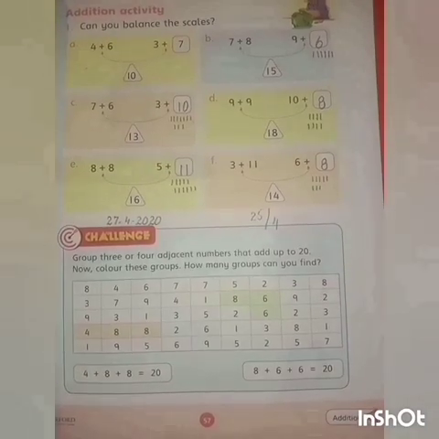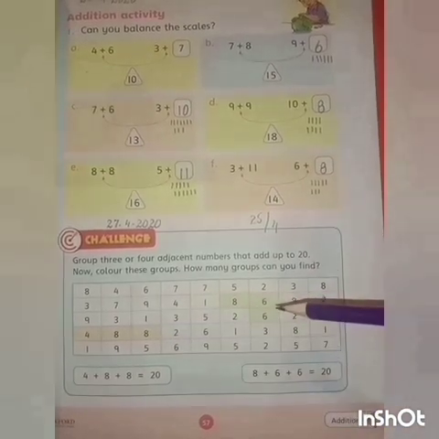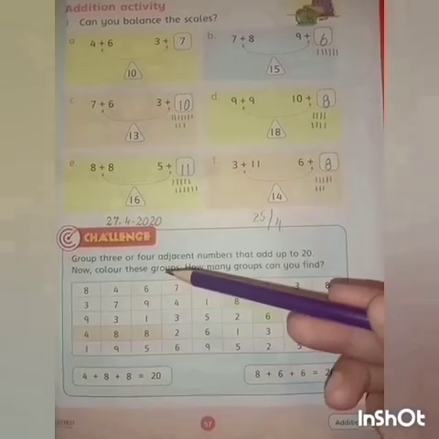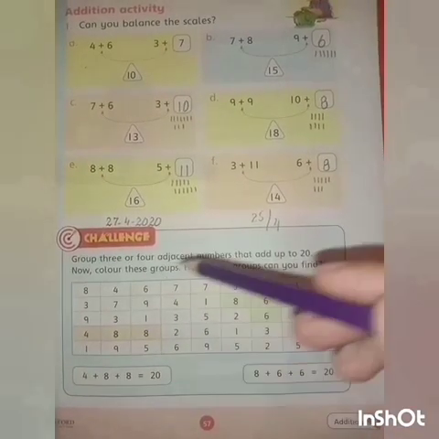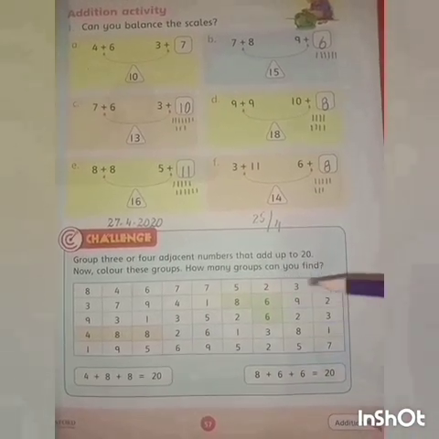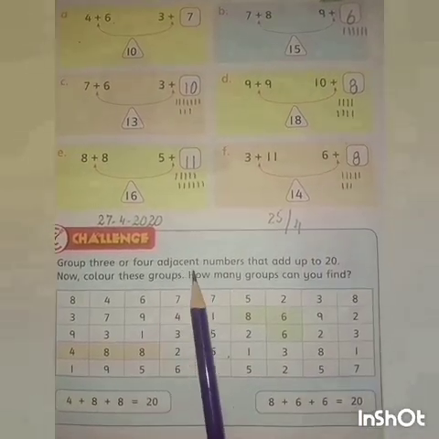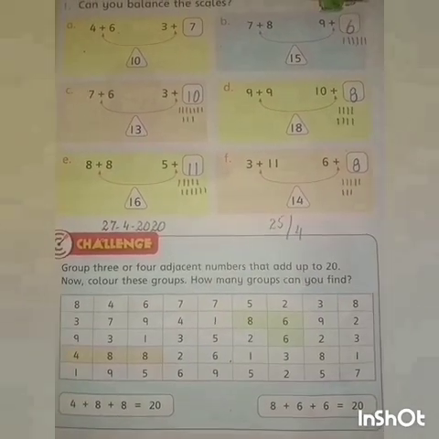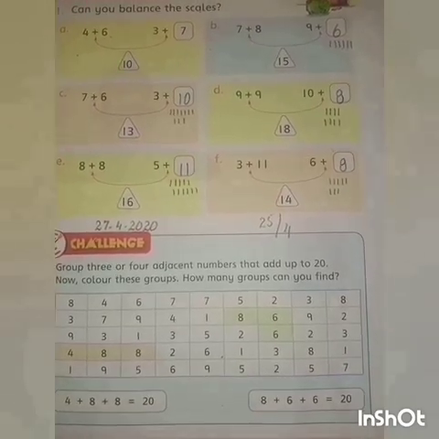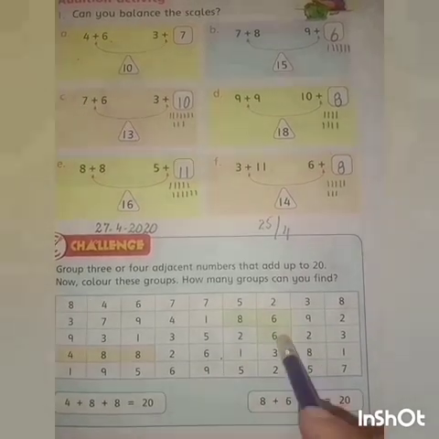Students, here we have 3 commands. We have to find out the numbers which help us to make the number 20. Then we have to color them. After finding all the groups, we have to count and then write how many groups we find in this puzzle. Students, do you know what is adjacent? Let me tell you, it's a format on the same side of a straight line when intersected by another line.